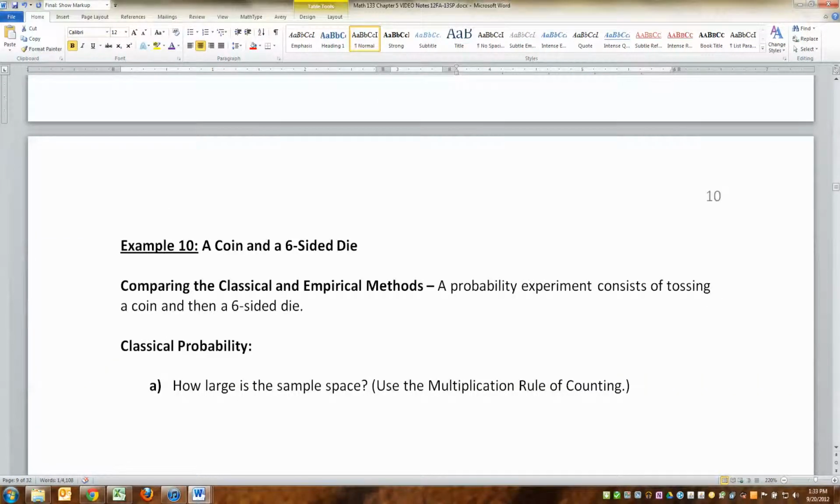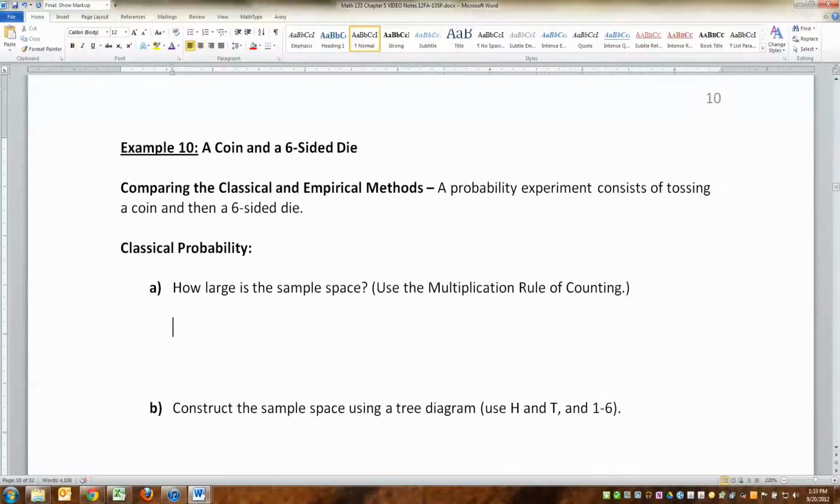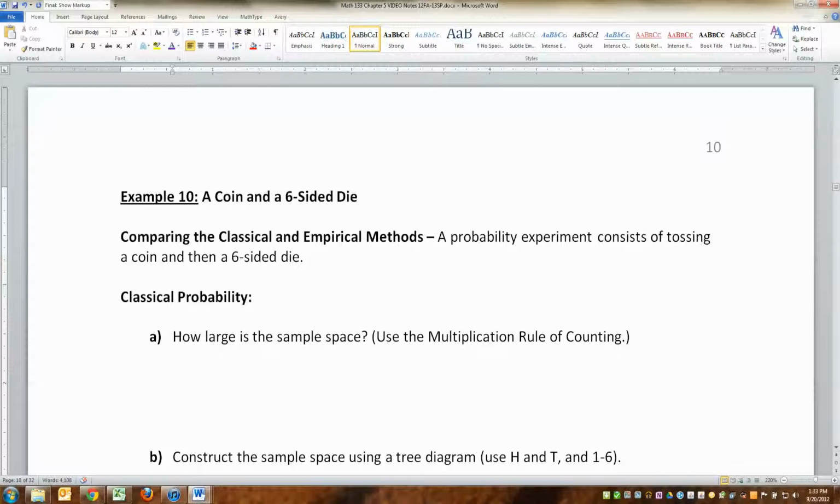All right, I'm going to start example 10, but we're not going to finish it. Not right yet. So we'll set it up, and then we will finish it in the next video, I'm thinking.